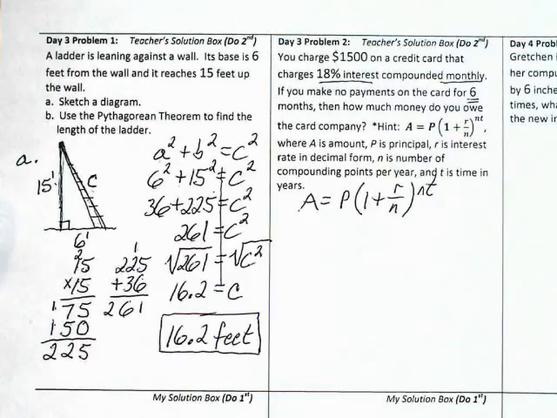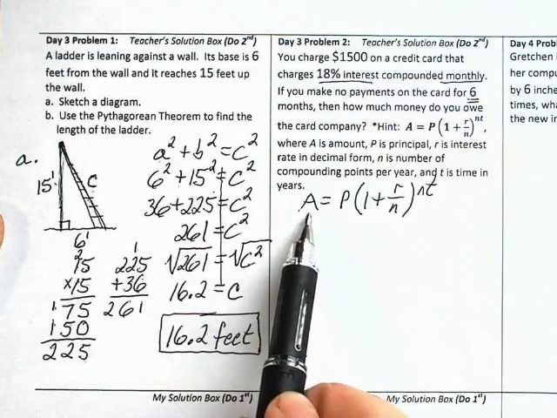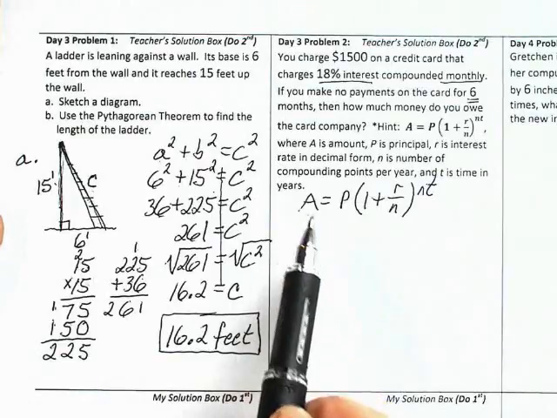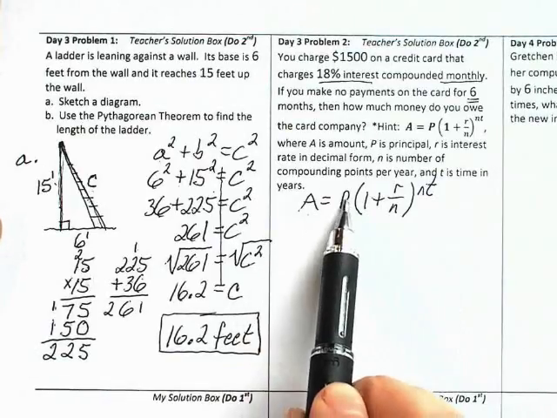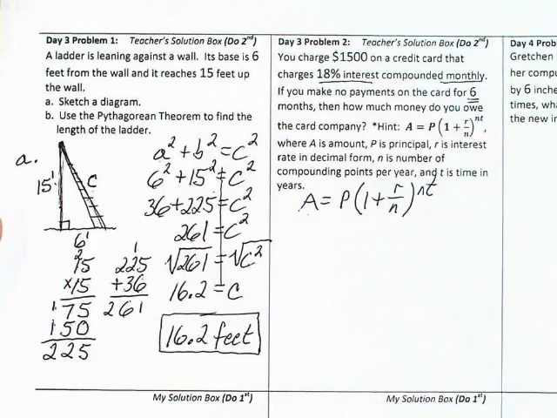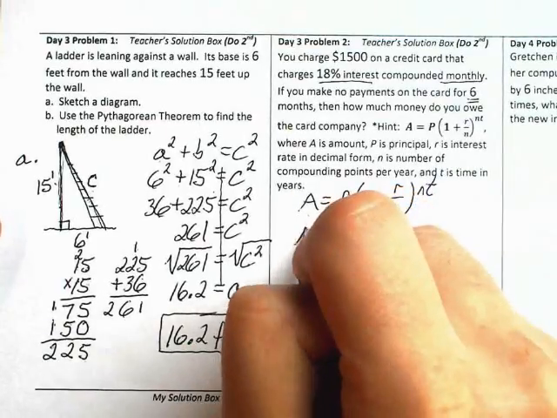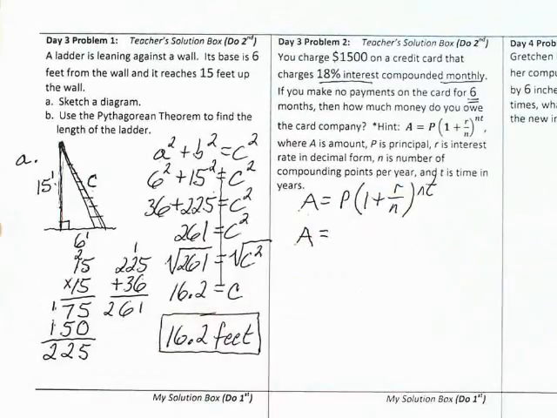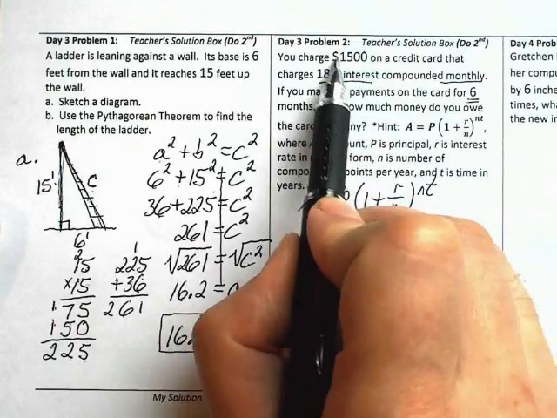And then we'll use the formula to find an answer for the variable A, which is representing amount of money owed. To find that answer, we need to replace all other variables with numbers from this problem. Okay. Let's start with the letter P, the principal. What was the principal amount of money that we put on the credit card? $1,500.